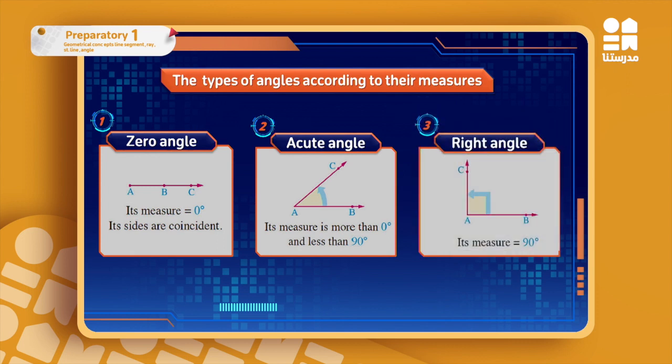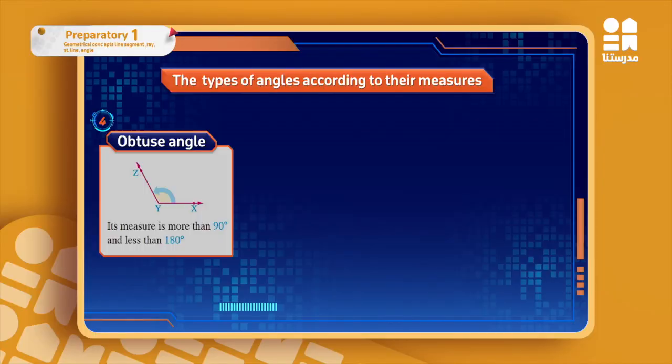The third is the right angle. It's equal to 90 degrees sharp, okay? The two sides of the angle are perpendicular to each other. The fourth, obtuse angle. Its measure is more than 90 degrees and less than 180 degrees. So for example, I can put 100, 101, 120, 130. All of them are obtuse angles.